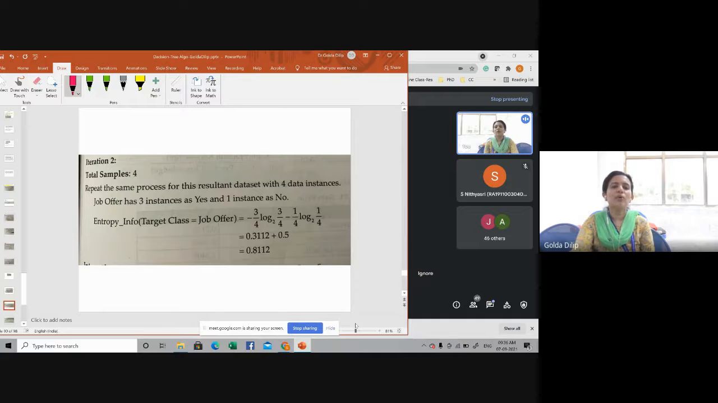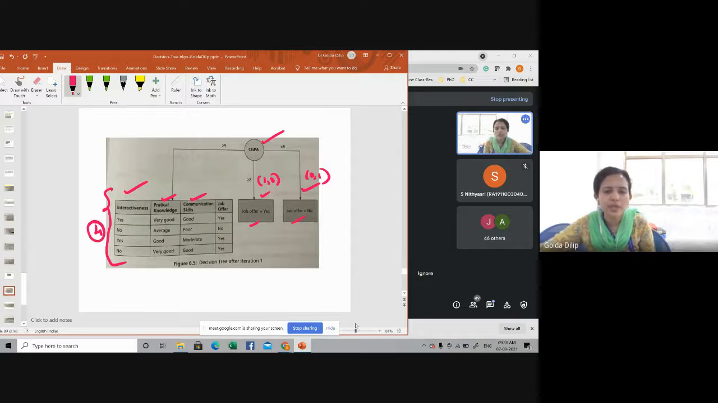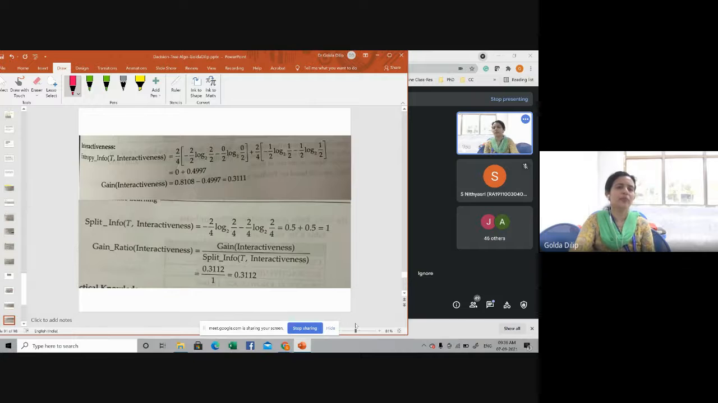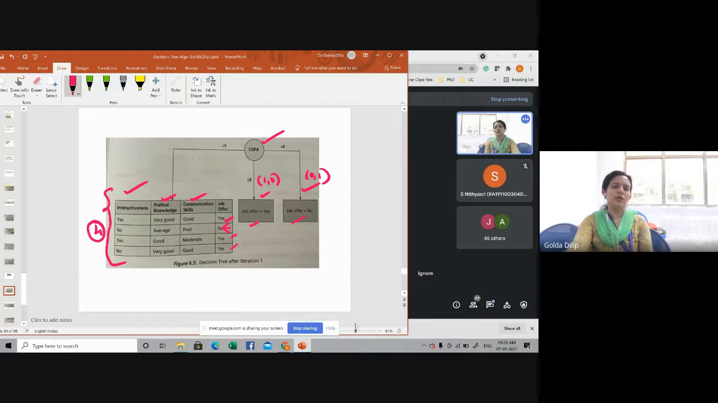The job offer has 3 instances as yes and 1 instance as no. Compute the entropy for the target class, wherein you will get an answer of 0.8112. Then repeat the same procedure for these attributes. CGPA is already at the root now, so we need not consider that. Now we have to consider interactiveness, practical knowledge, and communication skills.